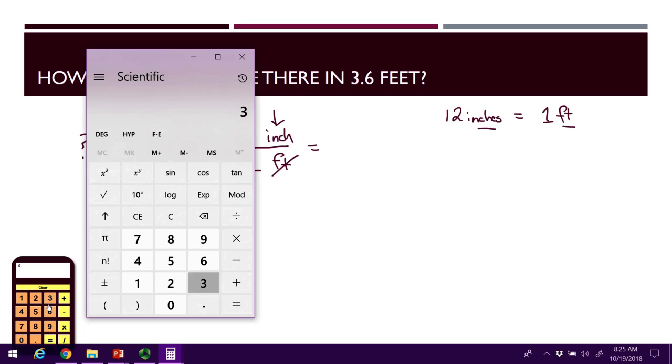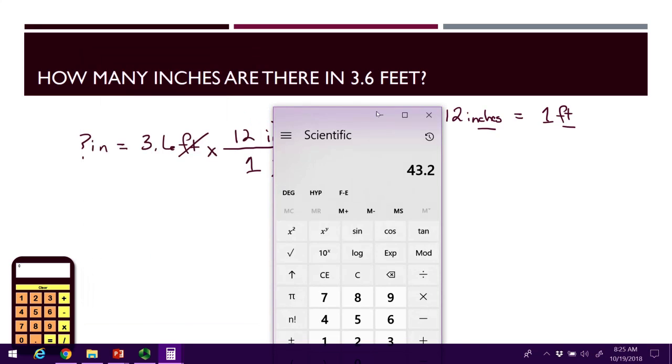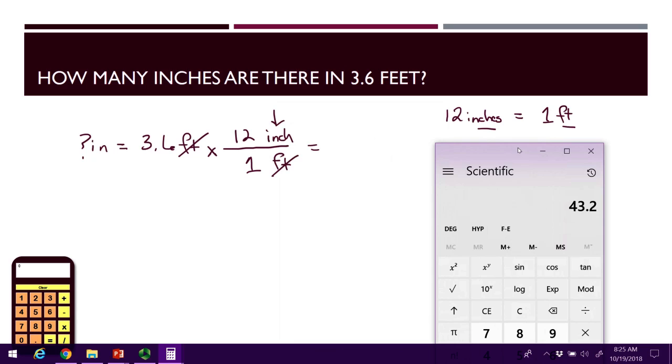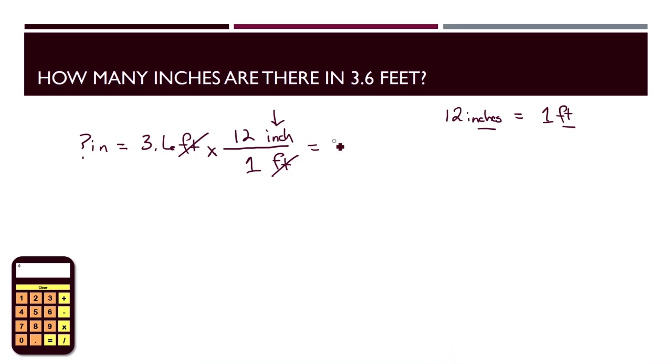I'm sorry, not 36, it's 3.6. Oh geez, 3.6 times 12, okay? And so that equals 43.2, okay? So let me slide this out of the way. So it was 3.6 times 12. So how many inches are there in 3.6 feet? There are 43.2 inches. Okay.